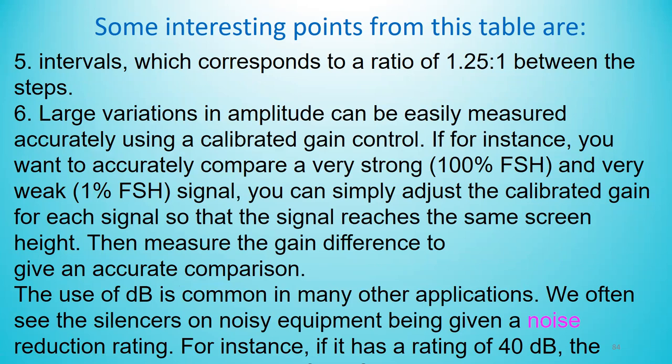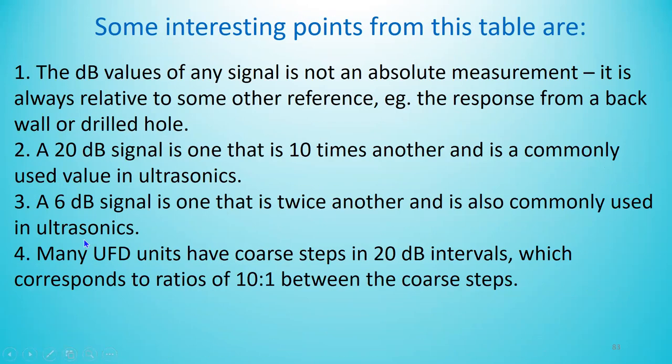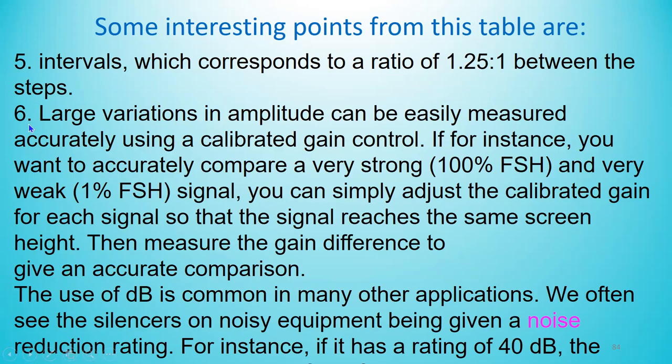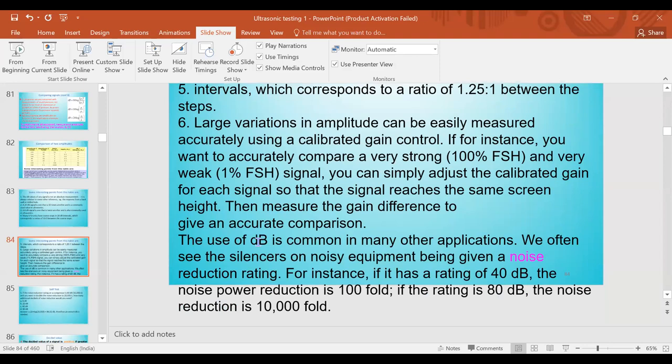Large variations in amplitude can be easily measured accurately using a calibrated gain control. Now, the use of dB is common in many other applications. We often see silencers and noise equipment being given a noise reduction rating. For instance, a rating of 40 dB means the noise power is reduced 100 fold. If the rating is 80 dB, the noise reduction is 10,000 fold.